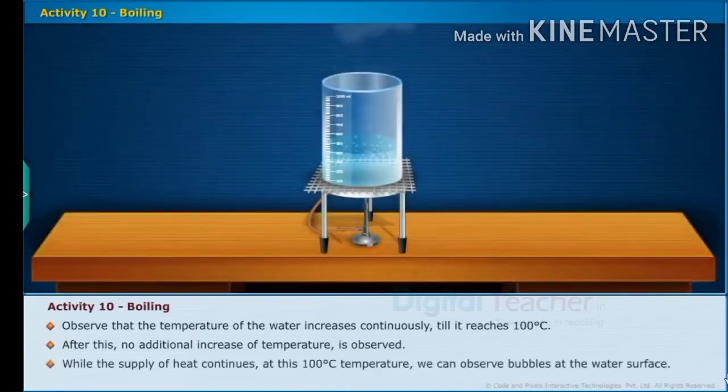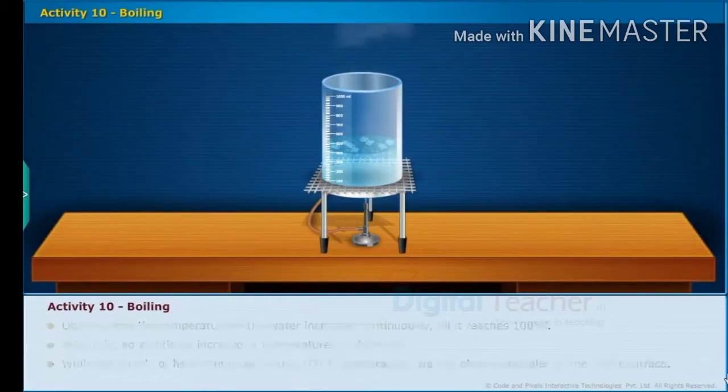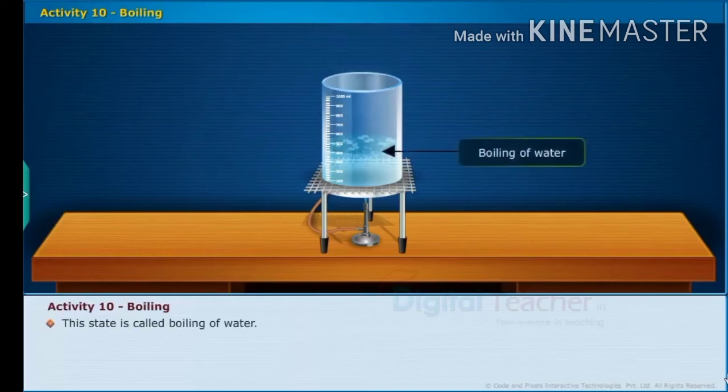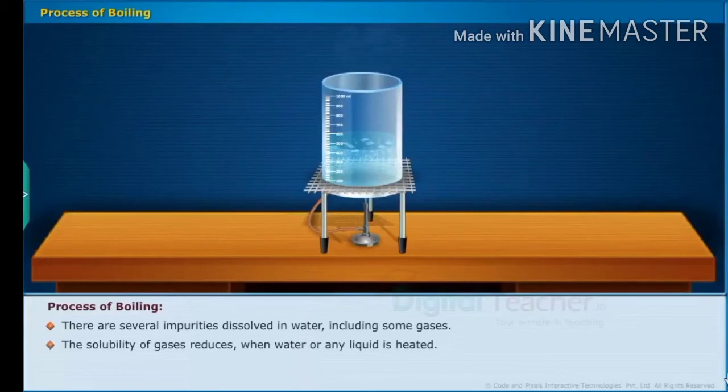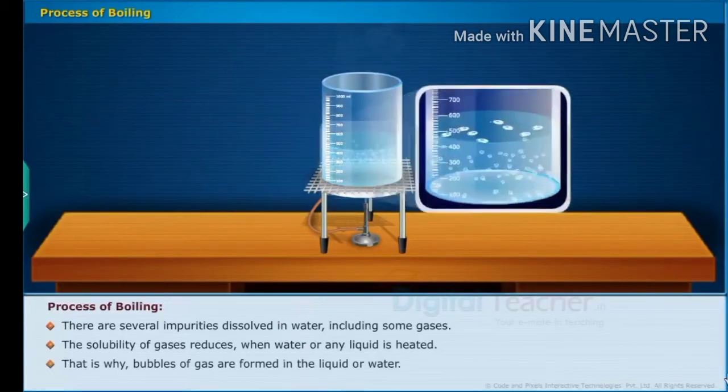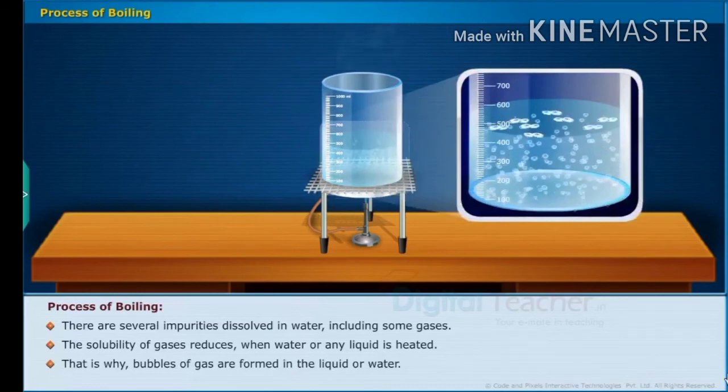While the supply of heat continues at this 100 degrees Celsius temperature, we can observe bubbles at the water surface. This state is called boiling of water. Let us learn more about the process of boiling. Process of boiling. There are several impurities dissolved in water, including some gases. The solubility of gases reduces when water or any liquid is heated. That is why bubbles of gas are formed in the liquid or water.